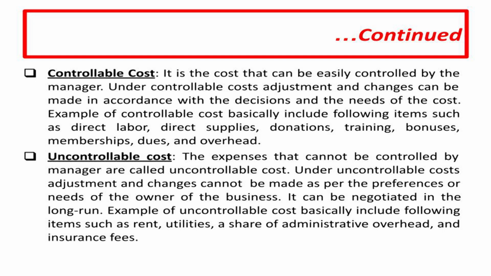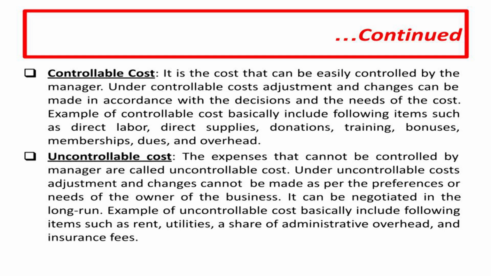Controllable and uncontrollable costs. Controllable costs are the costs which can be controlled by the manager. It is the cost through which you can increase the cost or reduce the cost. So it is totally in the hand and control of the manager. That means these costs can be adjusted as per the need and want of the organization. Examples of controllable costs basically include direct labor, direct supply, donation, training, bonuses, membership, dues, overhead, etc. So these costs are controllable.